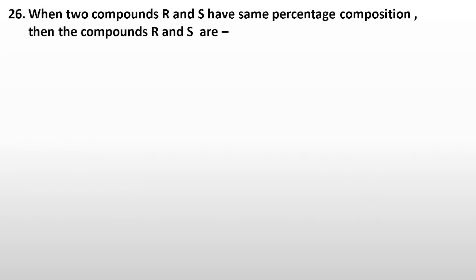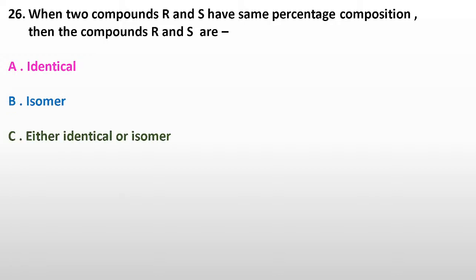Coming to the next question, number 26. When two compounds R and S have the same percentage composition, then the compounds R and S are dash. I repeat the question. When two compounds R and S have the same percentage composition, then the compounds R and S are dash. And your options are A. Identical, B. Isomer, C. Either identical or isomer, D. All are correct.